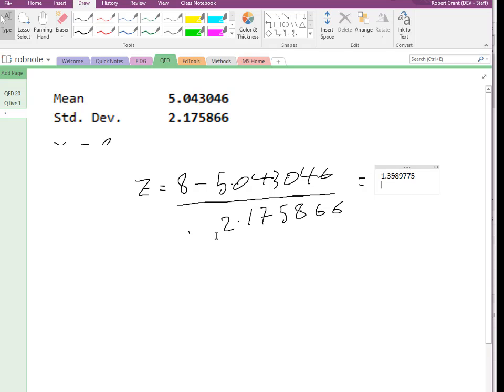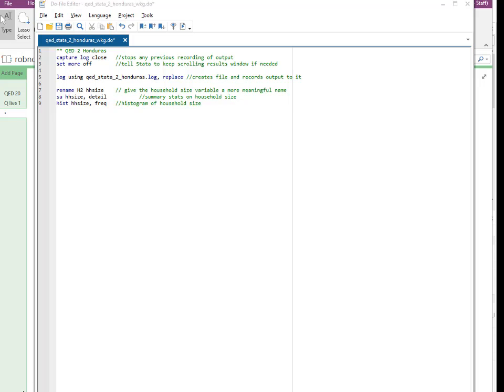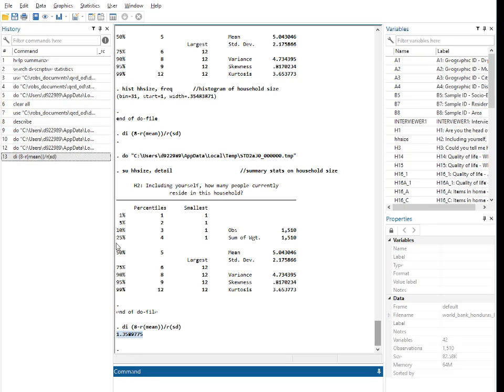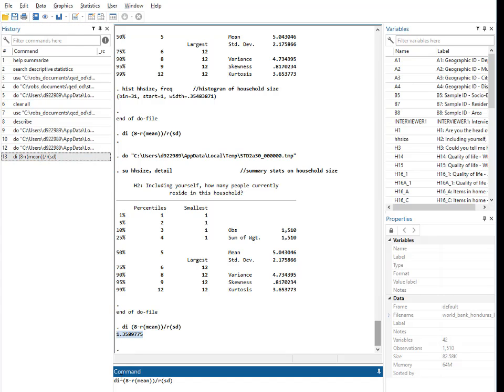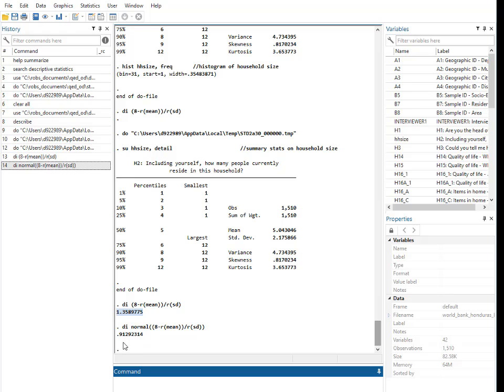This is the z-score, so now what we want to do is look up in tables what percentage of values of z are less than that. You can look up in the tables. That's something else you can look up in Stata. So here, I'm going to bring back this command, and if I put normal around there, in brackets, that's like looking up in the normal table. It's telling me that 91% is less than that.